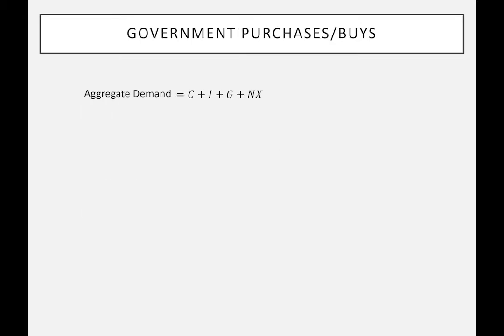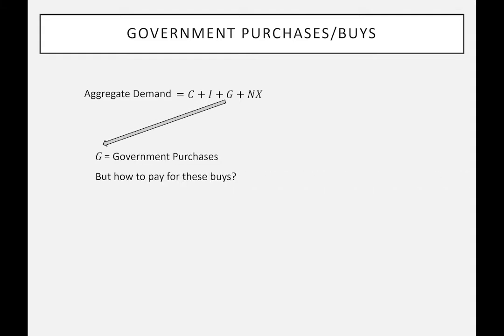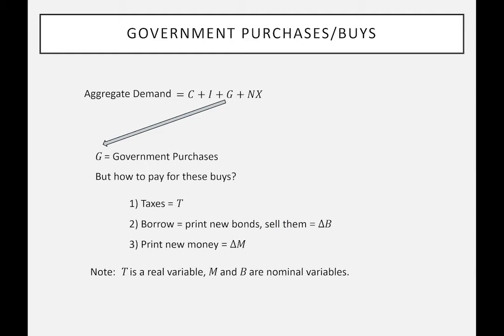Now, I want to look specifically at this variable G, how the government goes about deciding or planning what its purchases are. In simple terms, how can it pay for them? It has three ways. The first is taxes, and I'm going to use the letter T to represent taxes. The second is it can borrow, and it does this by printing bonds. We'll talk later about what a bond means. Print new bonds and sell them. The third possibility is to print new money.